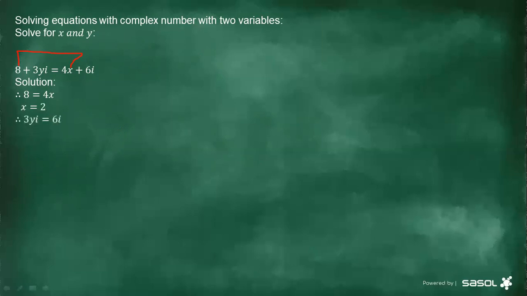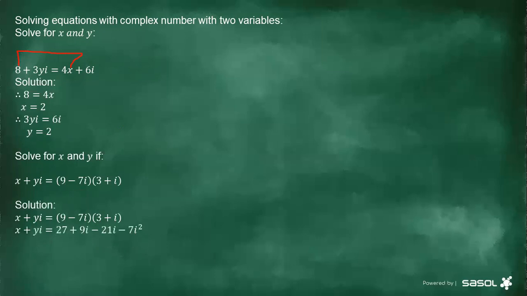Then from there you solve for x, which is 2. Then you take those that have i, and from there you're going to divide both sides by 3i. And then it gives us y equals 2. So that's how you should solve this question. It's very, very simple. And then another one, and for this one, what we have to do is reopen the bracket first before we can equate those that have i and those that do not have i. Now let us reopen the bracket, and remember, i squared is equivalent to -1. So hence you see -1 there.